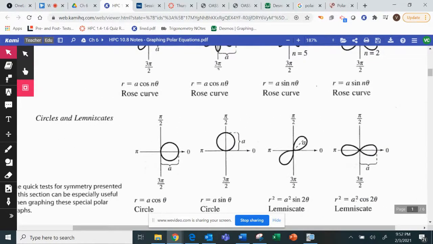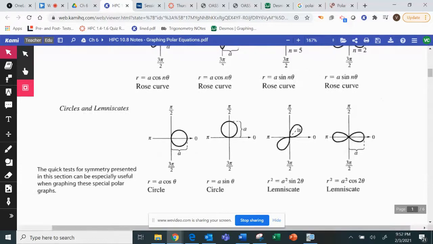And then the last category is circles and lemniscates. So the circles, we could have a cosine theta or a sine theta, and that's going to determine where the circle sits. Or lemniscates start with an r squared and have a sine 2 theta or a cosine 2 theta in their equation.